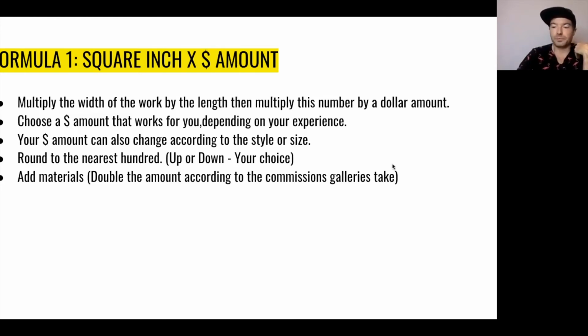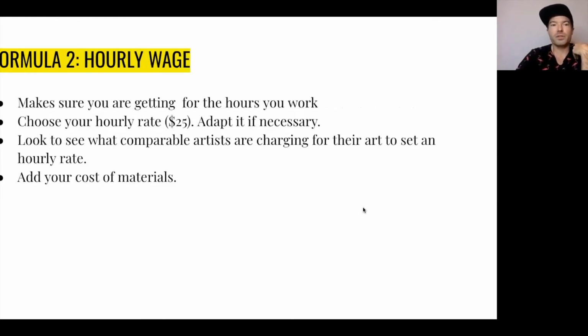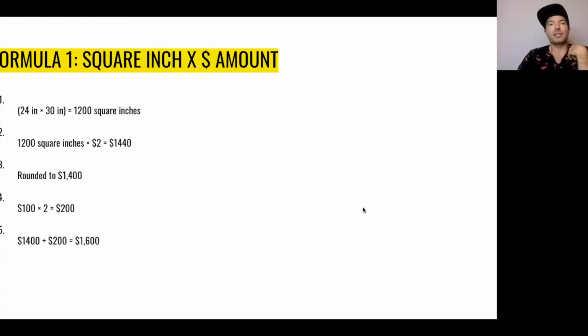Okay. So if you're looking at this one, for example, you have a piece that is 24 by 30. Okay. So then that's 1,200 square inches. So 1,200 square inches times $2, because that's your preferred amount right now. This is where you feel comfortable.